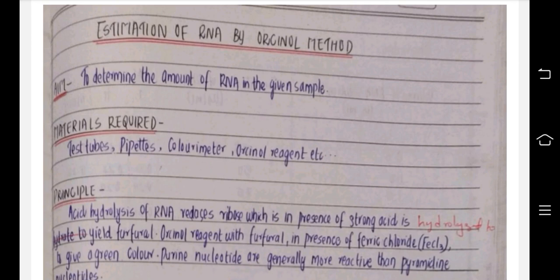Acid hydrolysis of RNA reduces ribose, which in the presence of strong acid is hydrolyzed to yield furfural. Orcinol reagent with furfural in presence of ferric chloride gives a green color. Purine nucleotides are generally more reactive than pyrimidine nucleotides.